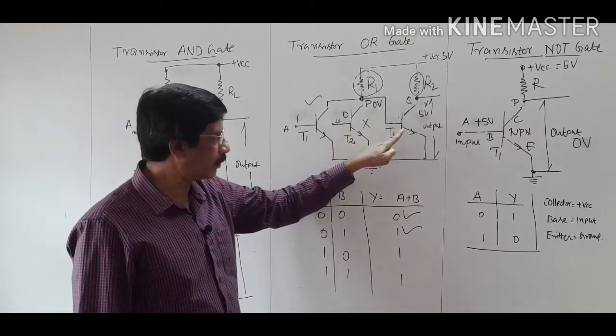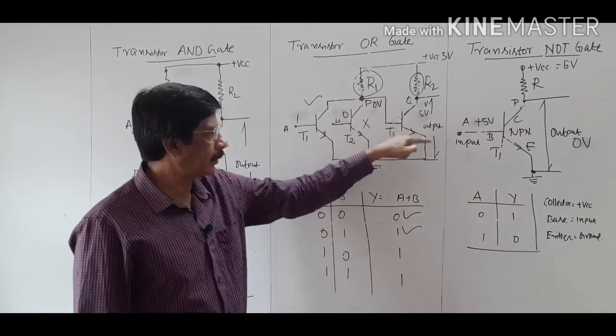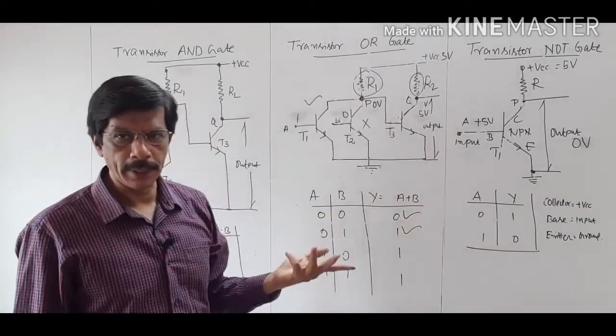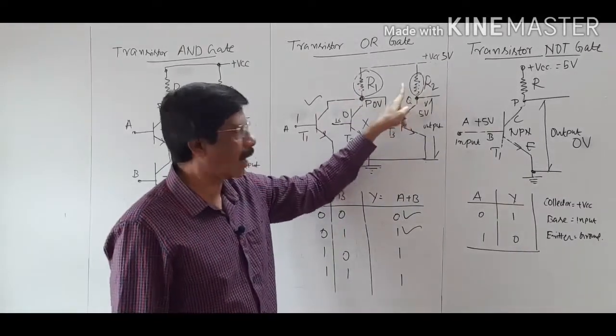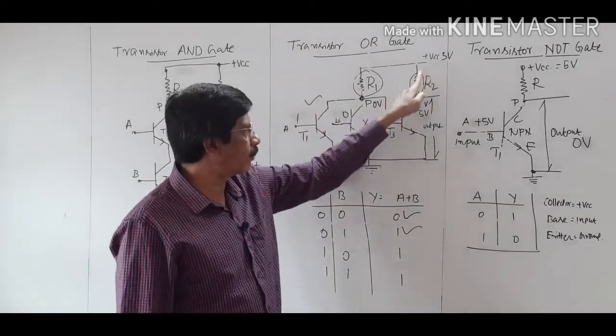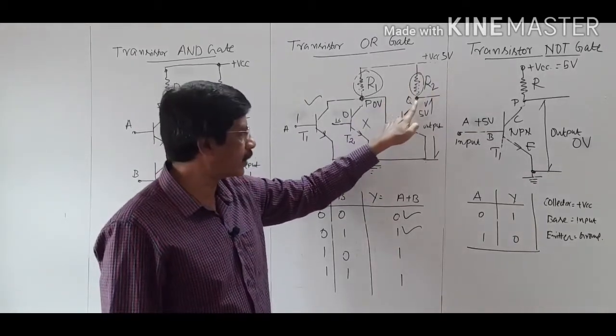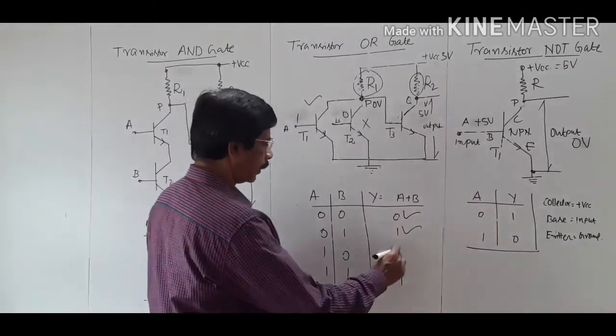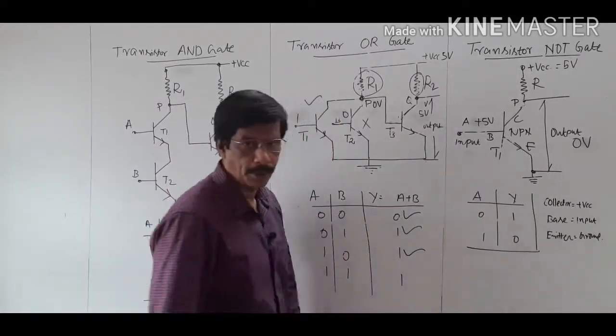The 0 volt is given to the base of the T3. Transistor T3 is also in the off condition. No current generation, no voltage drop across R2. The 5 volt easily passes through the resistor and the voltage across this point with respect to ground is almost 5 volt. That shows the third row of the truth table.